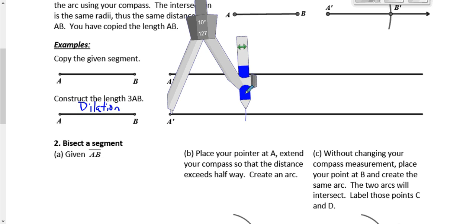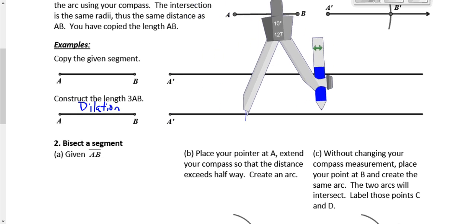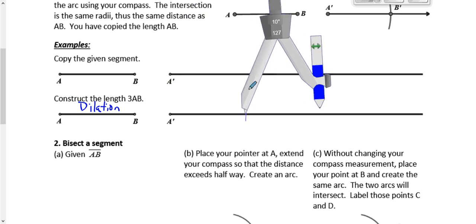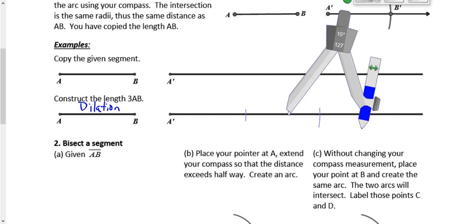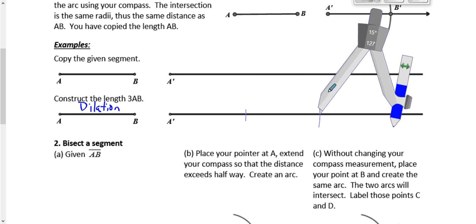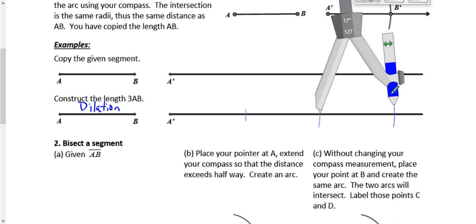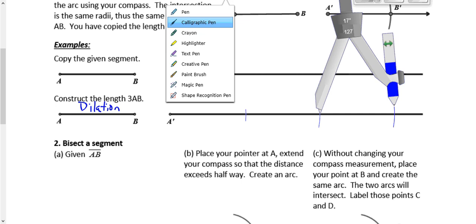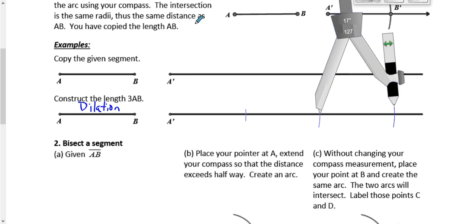So there's one. Copy that measurement again. Get the second one. And one more time. Like this. Okay? So we do need to label it, right? So here's our A prime. Right? And this point all the way out here, wouldn't that be our B prime? And that's 3 times AB.